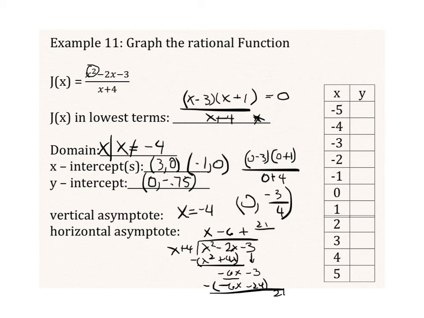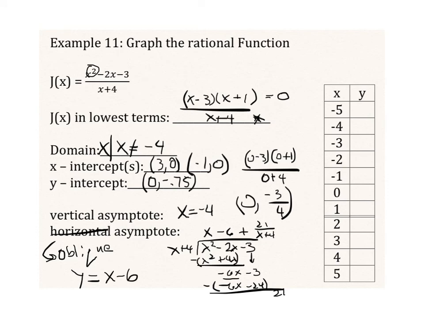So my horizontal asymptote actually ends up being oblique. It's not horizontal. You can only have one or the other. And we get y equals x minus 6 for our oblique asymptote.